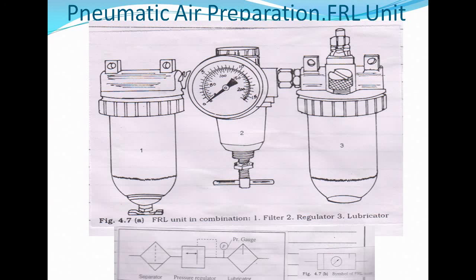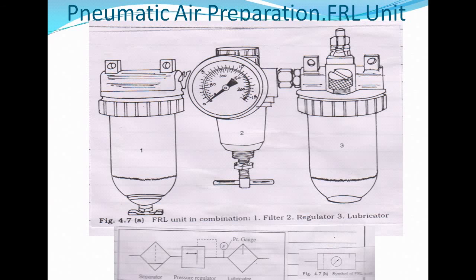Then let us see pneumatic air preparation. Now pneumatic air preparation is done by the FRL unit. So the FRL unit consists of filter, regulator and lubricator. So air preparation will have one unit called the FRL unit. In the figure you can see filter, regulator and lubricator.